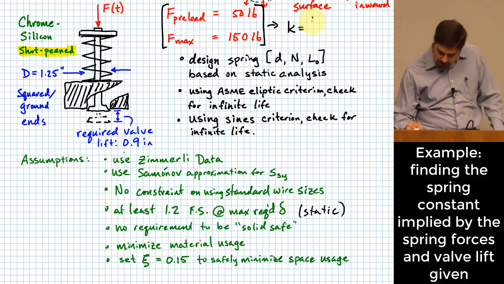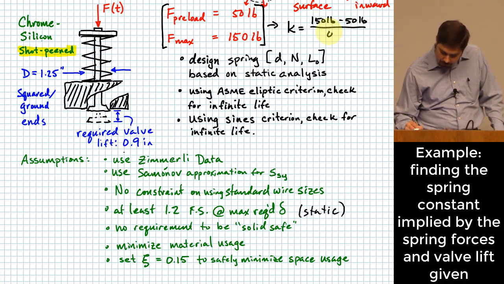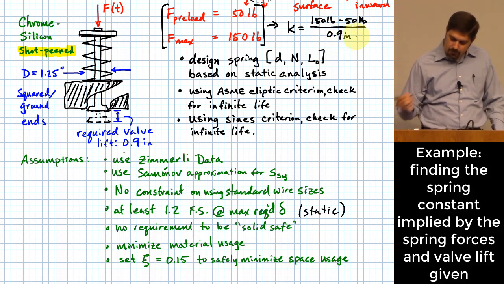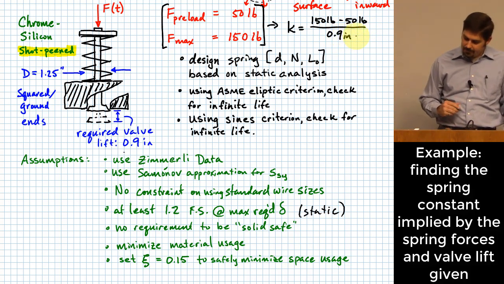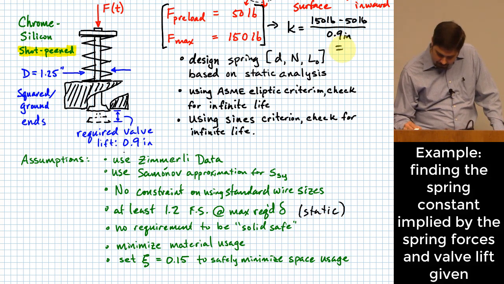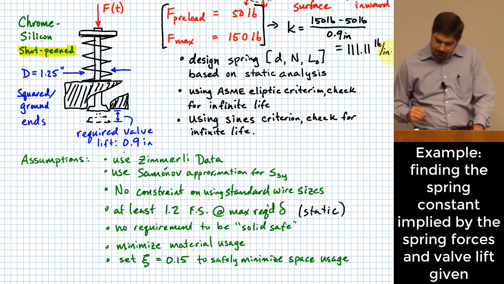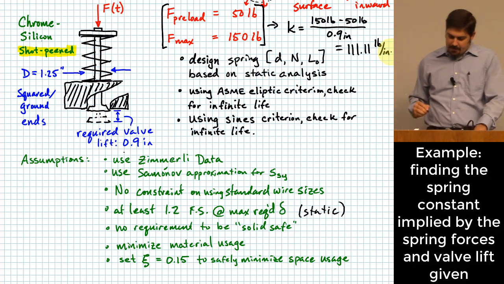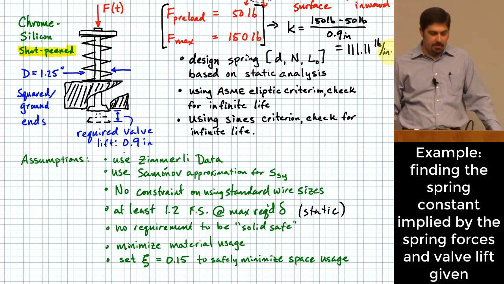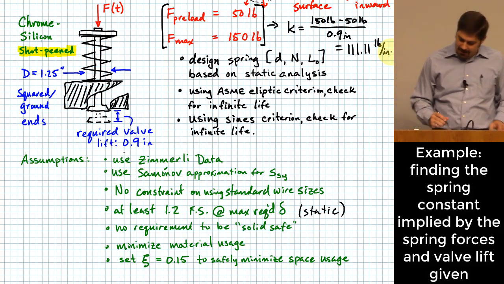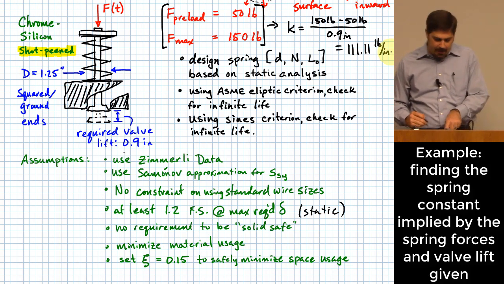And so we can very quickly say that K, the K value that we need, is just going to be equal to that 150 pounds minus 50 pounds over 0.9 inches. Okay? And if we actually punch that in, it gives us 111.11 pounds per inch. Okay? So that gets us a little ways. We should be able to use some information like that to help us in this design in some way.